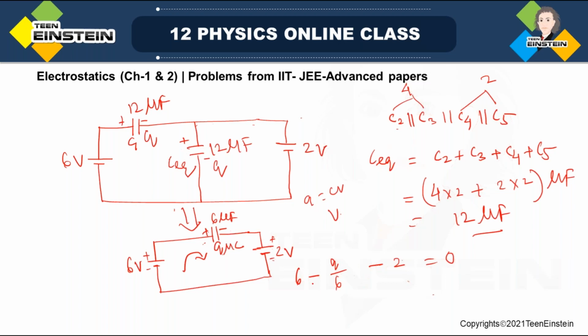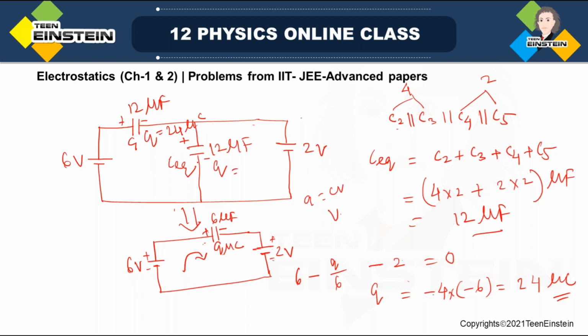Okay, so look, this will give you Q is equal to, so this is 2, this is 6, so it is 4. If you go that side, it will be minus 4, so minus 4 into minus 6, this would give you 24 microcoulomb.